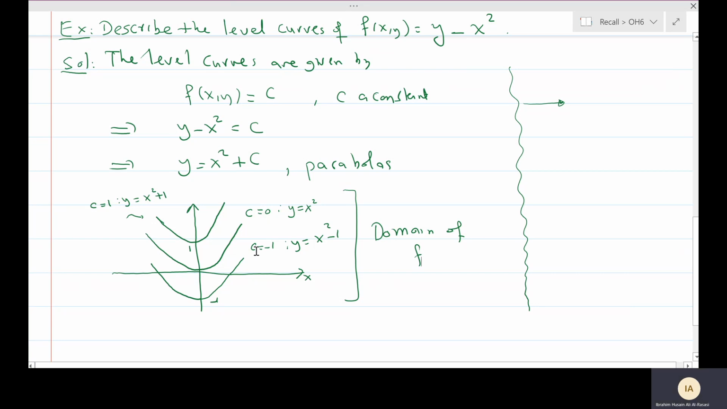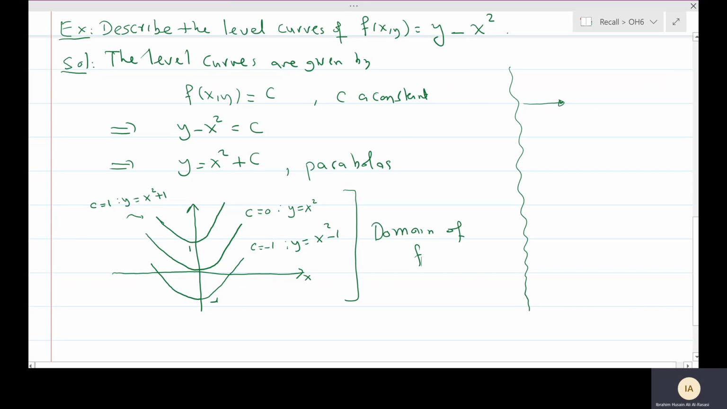Any point on this parabola here, y equals x squared minus 1, the value of the function at any one of these points will be minus 1, C. The same thing here for any point on this parabola, y equals x squared plus 1. The value of the function at each point on this parabola will be C, which is 1. Okay, 1. This gives us level curves, gives us information about the image, really, the image of some point.